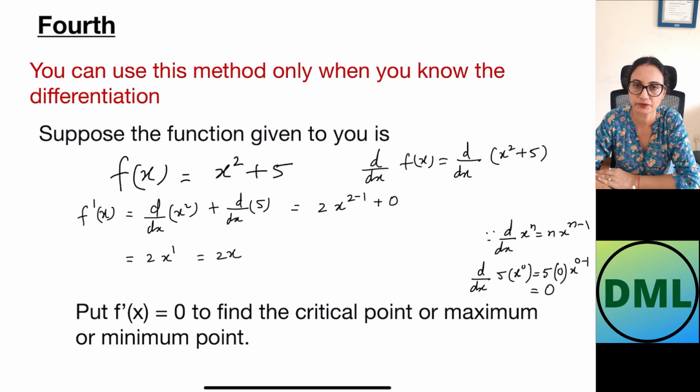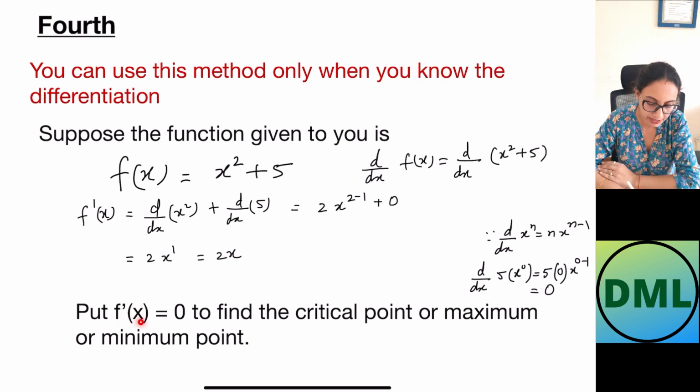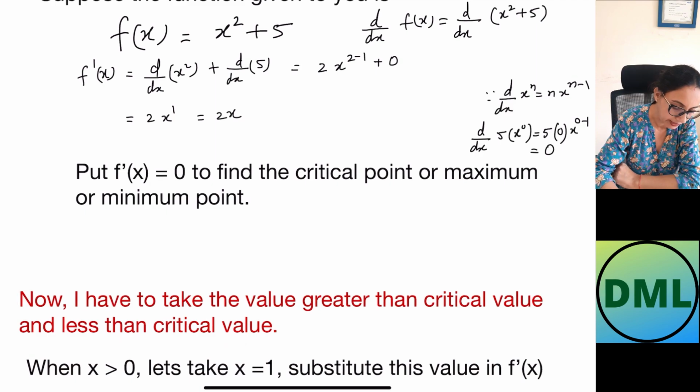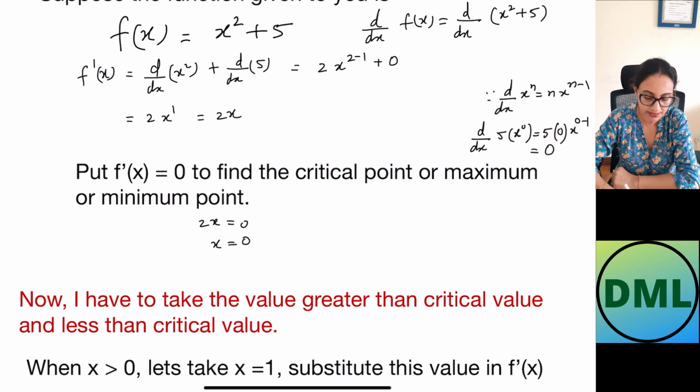After differentiating this function, I have to put f'(x), the derivative, equal to 0. This will give you the critical point, or the maximum or minimum point. Let's put f'(x) = 0. I'll get 2x = 0, which gives x = 0. This is my value for x. I have to check now for a value greater than the critical point and a value less than the critical point. Your critical point is x = 0, so I have to take one value lesser than that and one value greater than that.